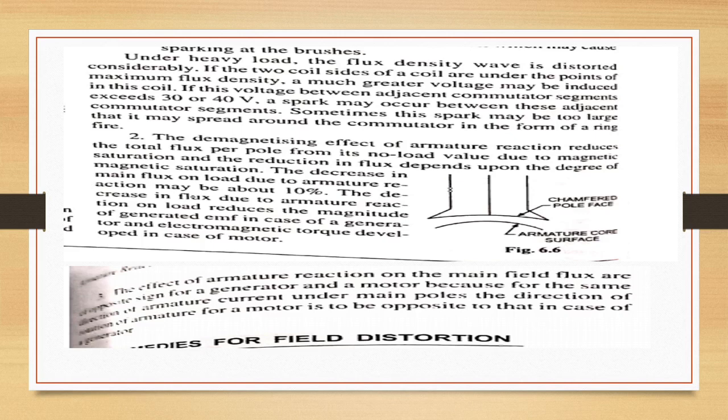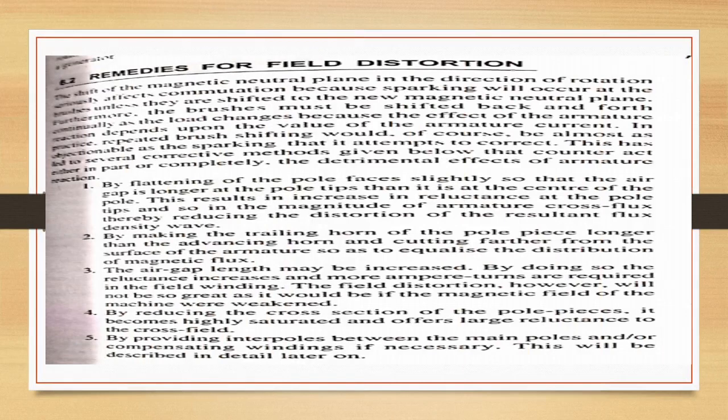Third, the effect of armature reaction on the main field flux will be the sign for a generator and motor, because for the same direction of armature current and main poles, the direction of rotation of armature for a motor is to be opposite to that in case of a generator.